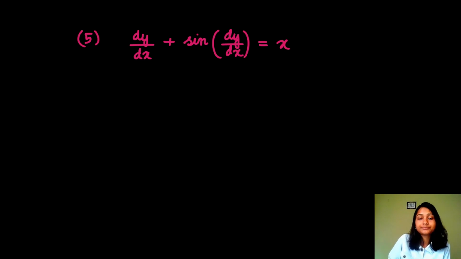So this one here has order 1. The degree is interesting in this case. See, sine of dy/dx. This term here cannot be expressed as a polynomial in the derivatives. Therefore, degree is not defined. And as the degree is not defined, therefore, this is non-linear.